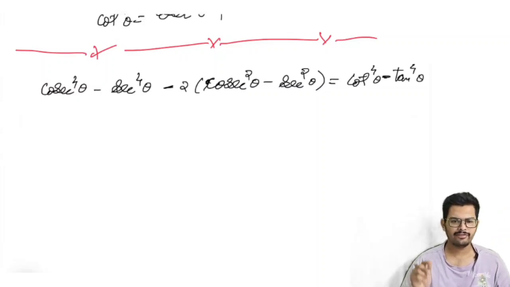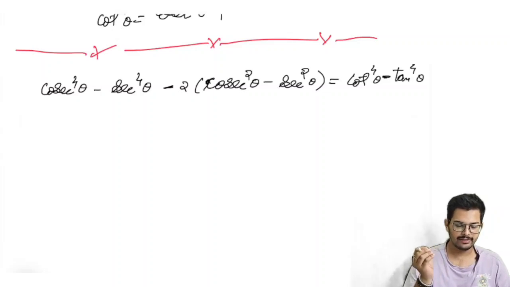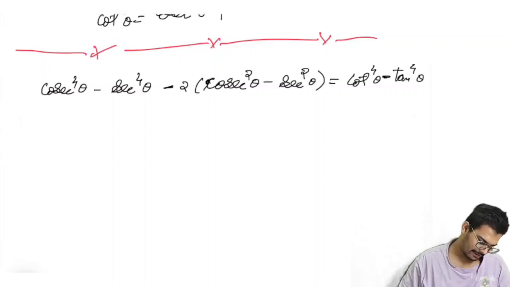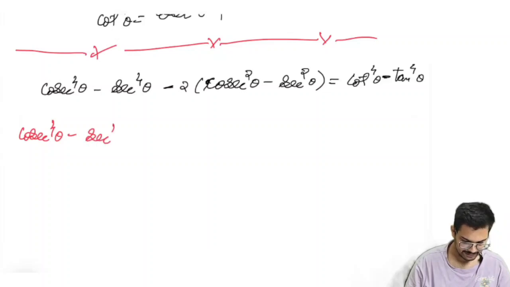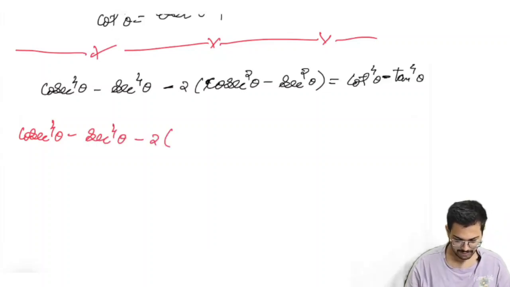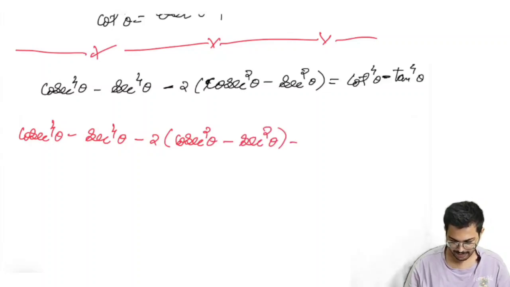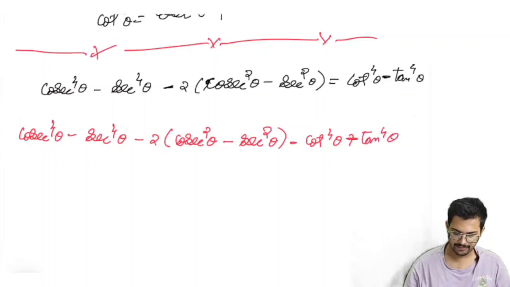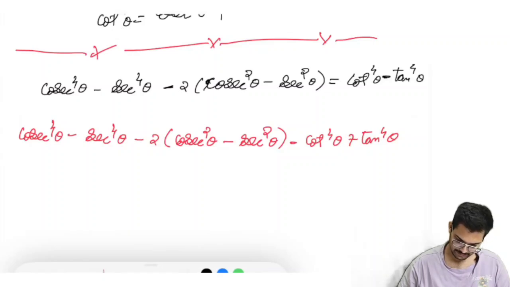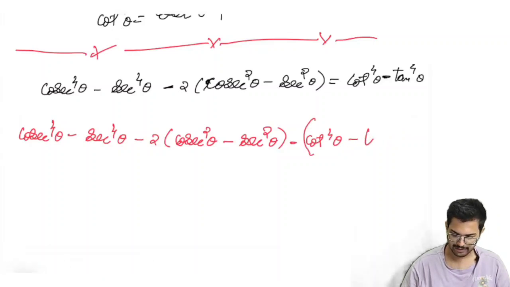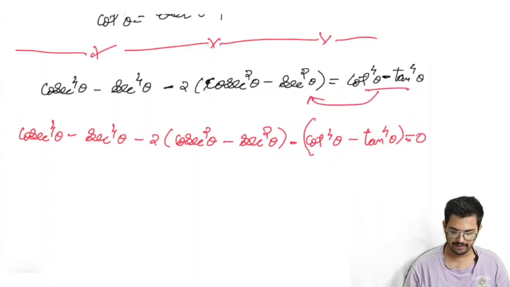So basically, if you want to prove this statement is true, then it is sure that cosec^4 θ − sec^4 θ − 2(cosec^2 θ − sec^2 θ) − cot^4 θ + tan^4 θ = 0. That is, you can write it as −(cot^4 θ − tan^4 θ) = 0. So if you take all values here, the entire value will become negative.